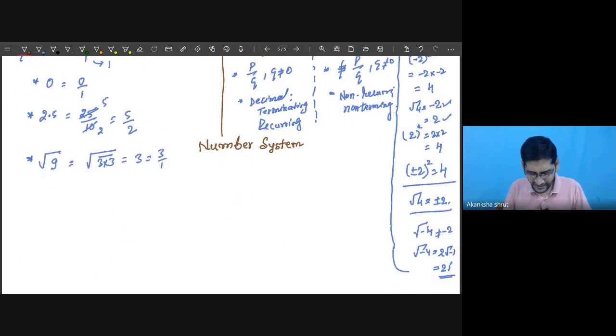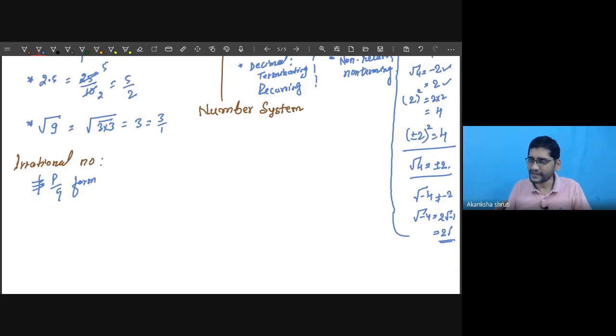Now if we want to write the irrational number, how do we identify it? By definition, it cannot be expressed in P by Q form. But what do we mean by that? Students, we have learned that if we have 3.0400040004 going on, what does it mean? The 0 is continuously increasing. This cannot be written in any fractional form.